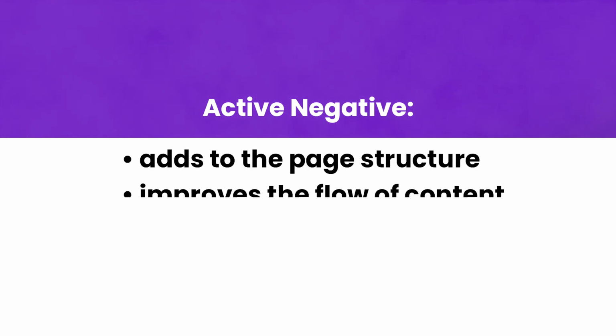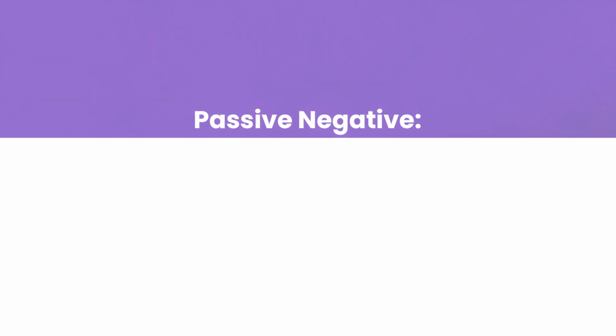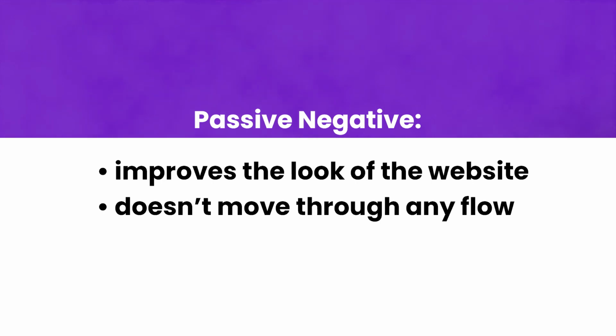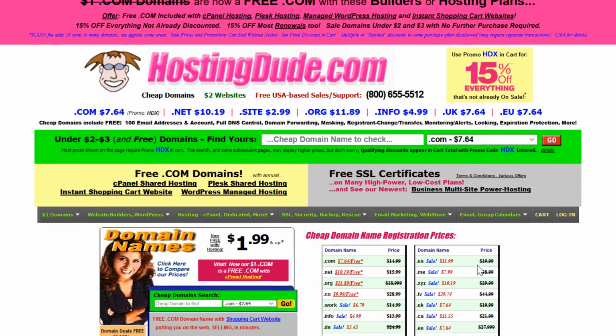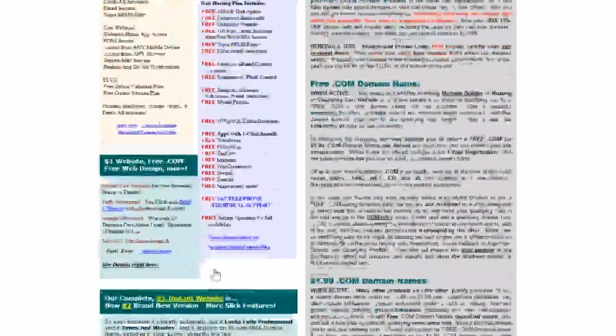Active negative space adds to the page structure, improves the flow of content, and guides the user where you want them to go. Passive negative space improves the look of the website, but doesn't move the user through any specific flow. When you have to squeeze a ton of information onto one page, figuring out where to place the negative space becomes tricky, especially if that information is text heavy, which can look cluttered fast.